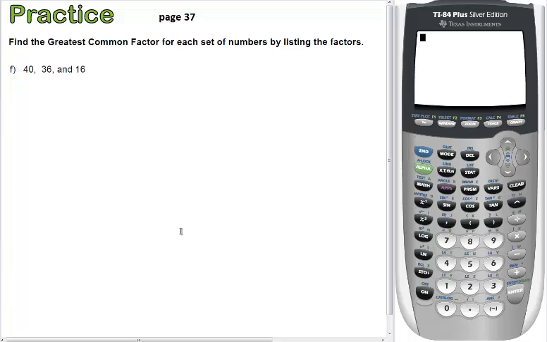This is in book 1. You can see it's practice on page 37, and we're talking about greatest common factor. Greatest common factor. So let's see how we do these problems. We're asked to find the greatest or largest common factor between the three sets of numbers. Now we have 40, 36, and 16. The way I like to do these is do a factor list for each one.